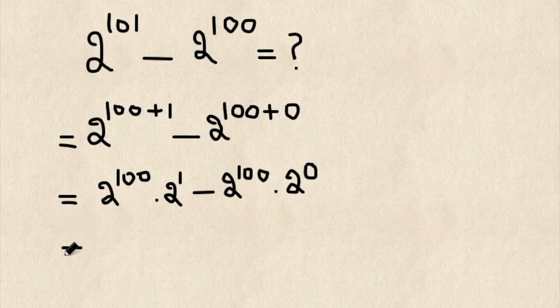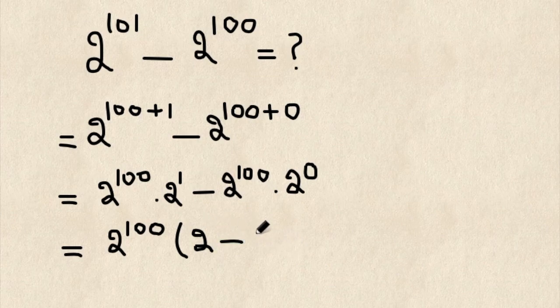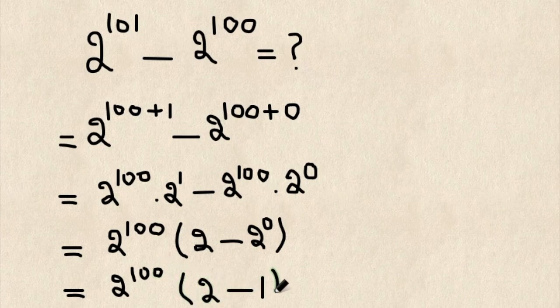Now we have 2 power 100 common from both the expressions. So 2 power 100 common, we are left with 2 power 1, that is 2, and 2 power 0. And in the next step, we know that 2 power 0 is 1, so we get 2 minus 1. Eventually, 2 minus 1 is equal to 1. So we have 2 power 100 into 1, and its answer is 2 power 100.